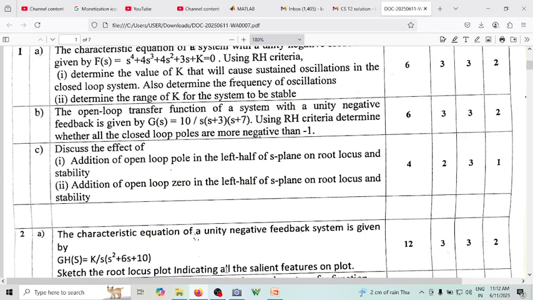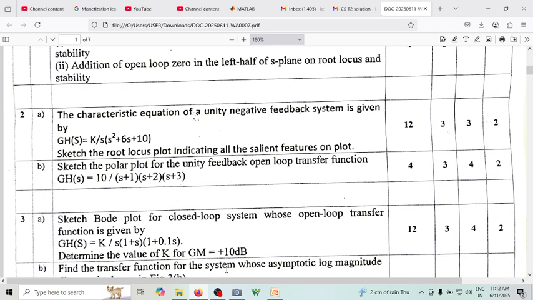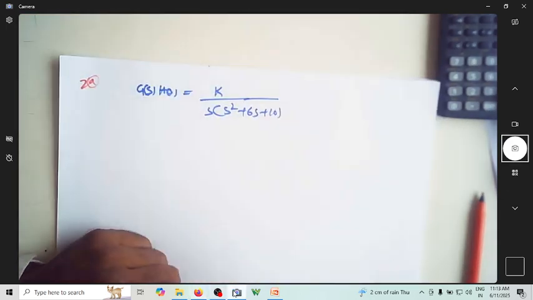Okay. Next, let us see what the question is. This is 1C. In question 2A, we have G(s)H(s) given, so that is given as the characteristic equation. G(s)H(s) is K by s into s square plus 6s plus 10. It is asked to plot the root locus. Okay, let us try to plot the root locus for this.